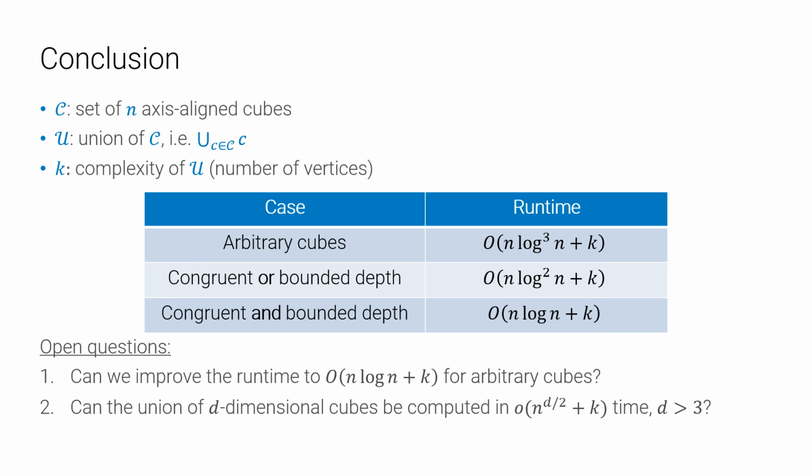So to recap, the majority of our time spent was discussing our first result, which is computing the features of a union of 3D cubes in n log cubed n plus k, where these features are its vertices, edges, and faces. The runtimes can be improved in two specific cases, and now we'll leave you with two open questions. So first, can we improve the runtime of our algorithm for arbitrary cubes down to O of n log n plus k?